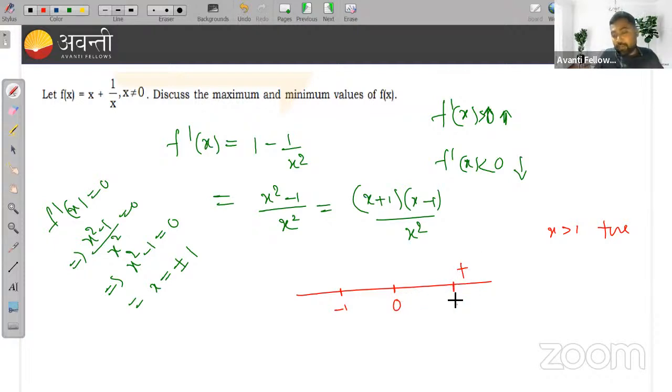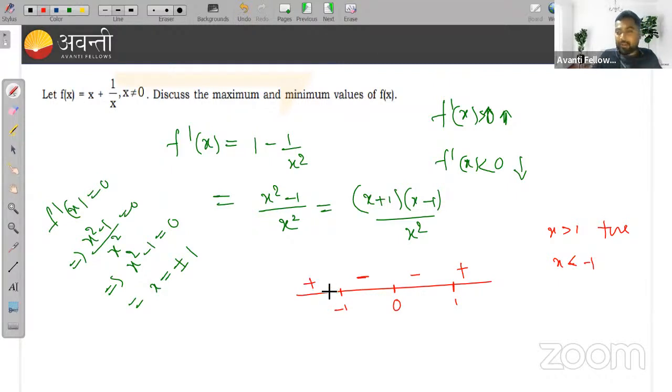And if you check in between 0 and 1, what is happening? Suppose we take 0.5. For 0.5 it is negative, right? Numerator becomes negative, right? This becomes negative. And in between minus 1 to 0, it becomes also negative, right? This is also negative. And for less than minus 1, when x is less than minus 1, what is happening? This becomes positive. Okay?